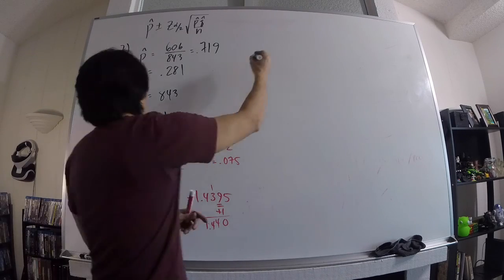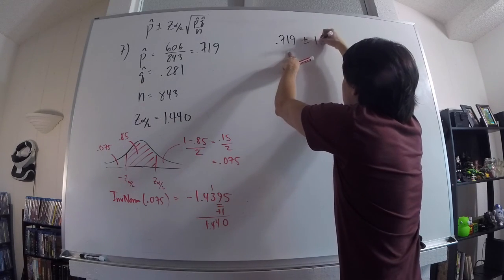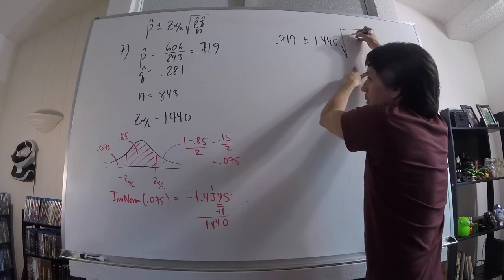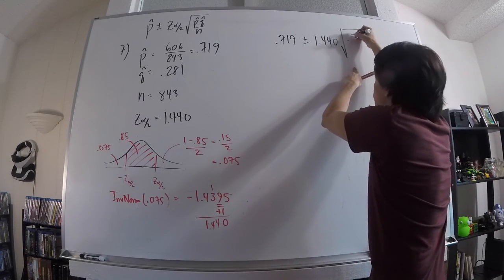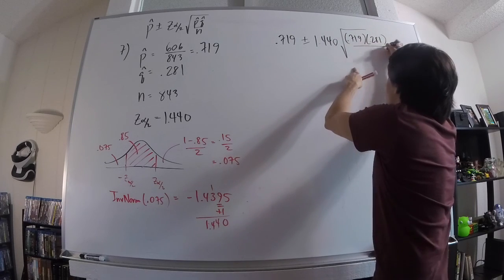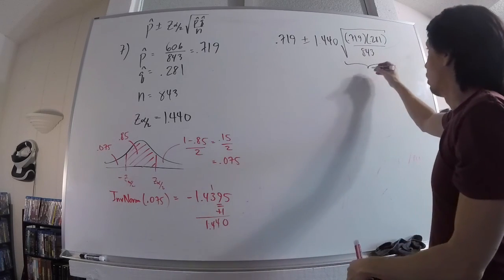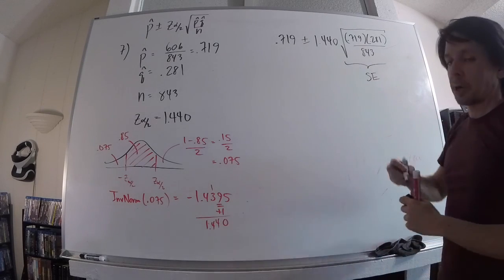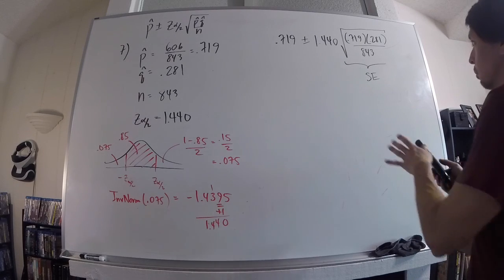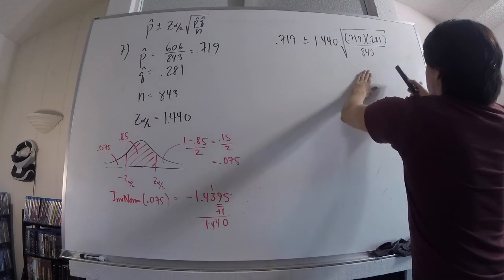Let me put it together right here. Our point estimate 0.719 plus or minus z times what's called my standard error, which I get by doing 0.719 times 0.281 divided by 843, all under the square root, and that right there is called my standard error, multiplied by my z-score for that confidence level. But when I type it in, I'm going to type in the entire margin of error. Standard error times z, the whole thing is the margin of error.